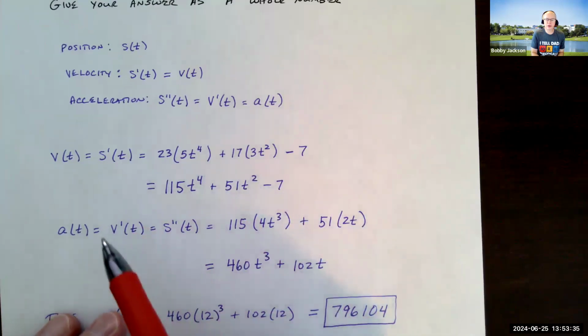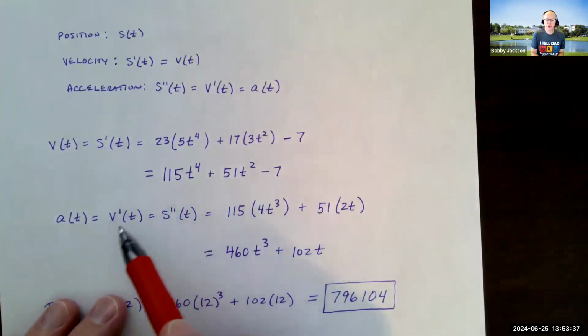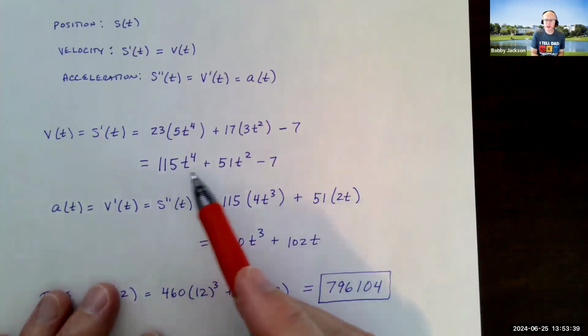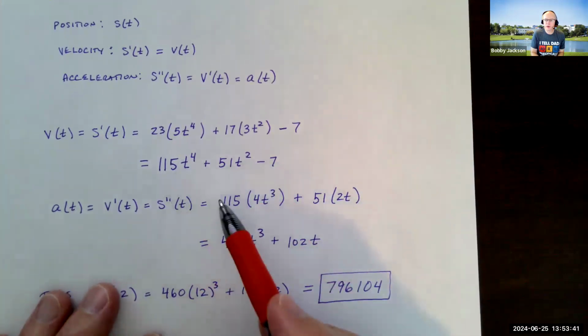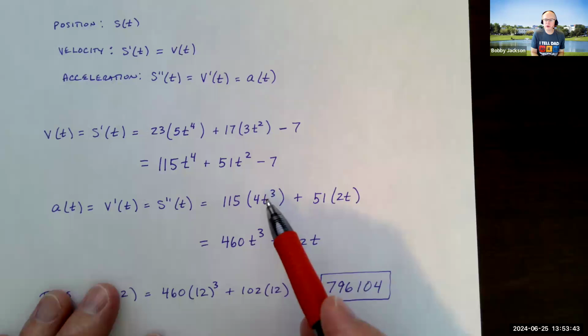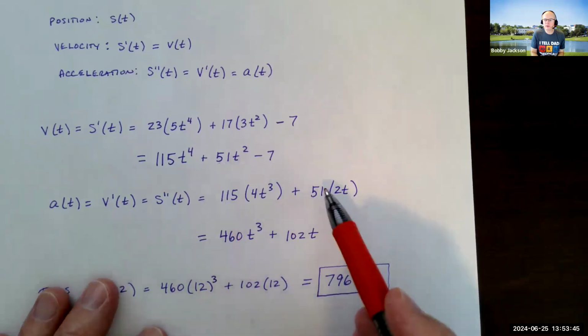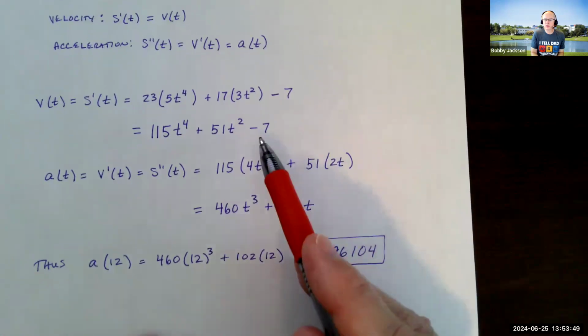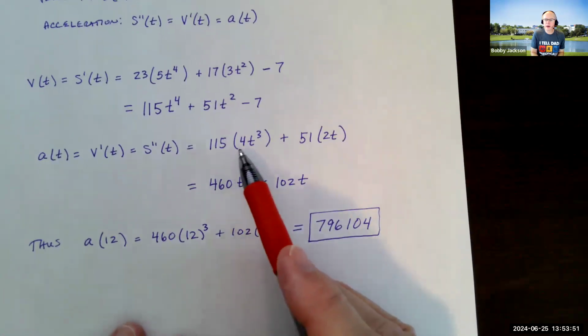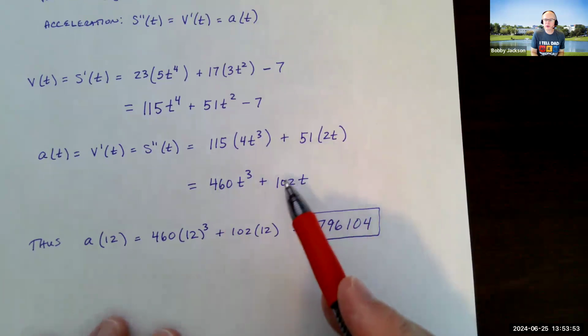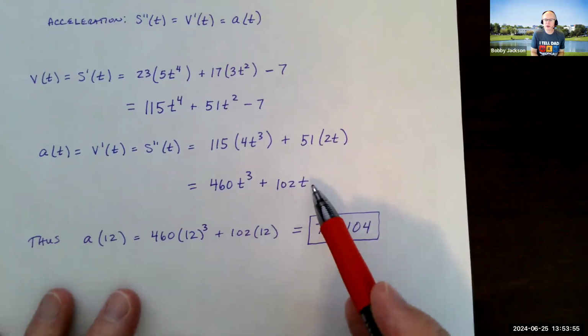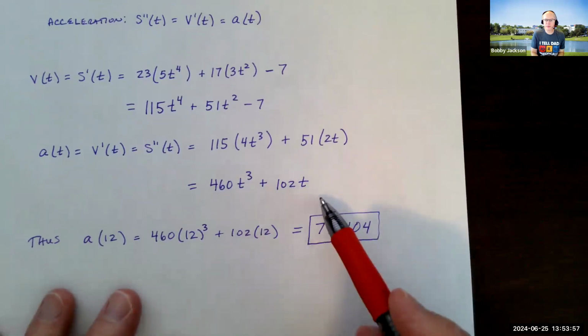Acceleration is the second derivative of the position function, or the derivative of the velocity function. So I take the derivative again. Here I have 115, and t to the fourth is 4t cubed by the power rule. 51 times the derivative of t squared, which is 2t. The derivative of 7 is 0. Clean that up by multiplying out these numbers, and there's my acceleration as a function of time.